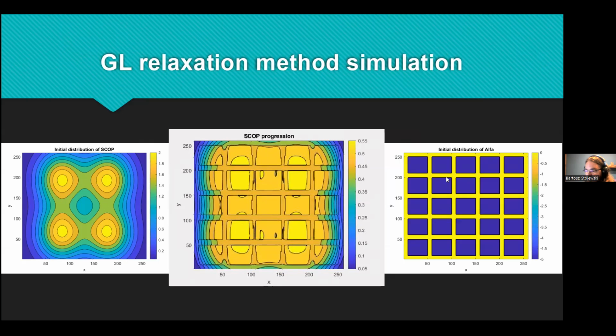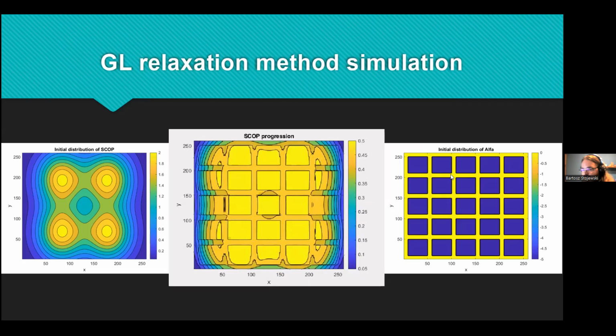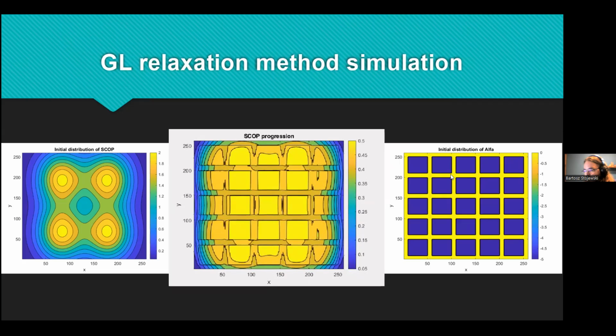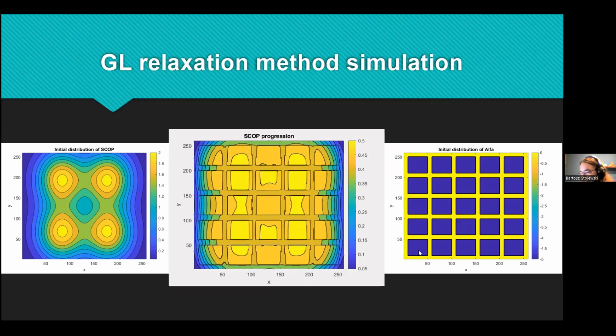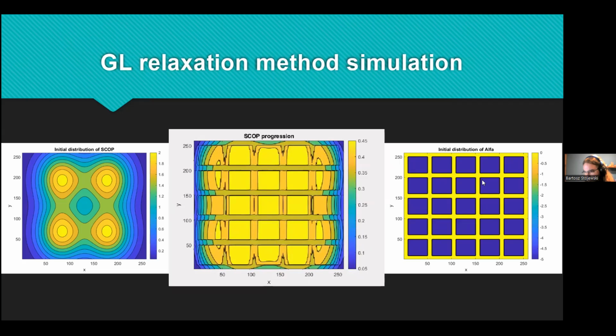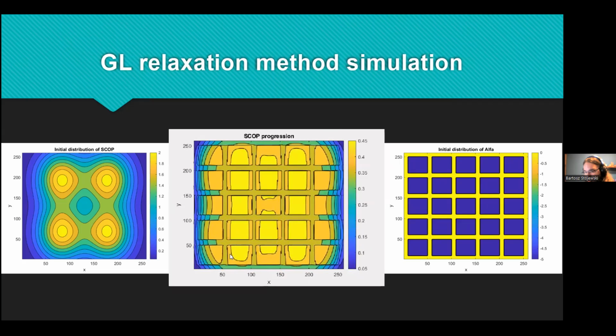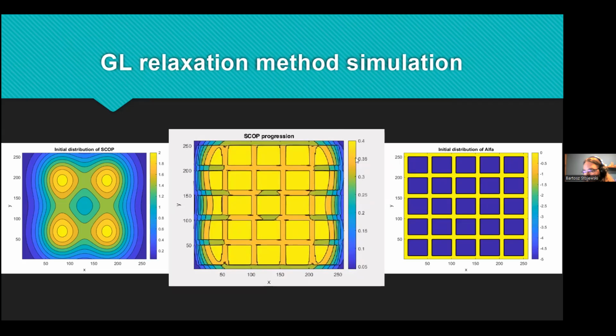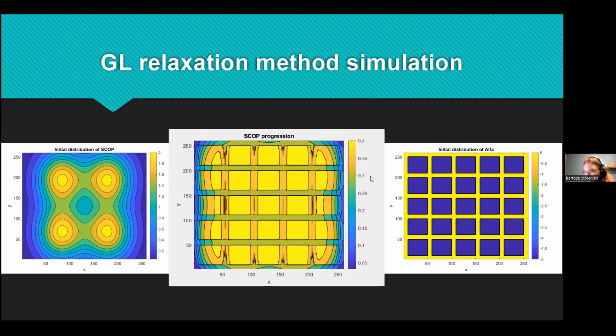On the right, there is an initial distribution of alpha, which corresponds to a system of superconducting squares placed in a vacuum. And in the middle, there is an animation that presents how SCOP changes with each time of the iteration, which is every 100 iterations.